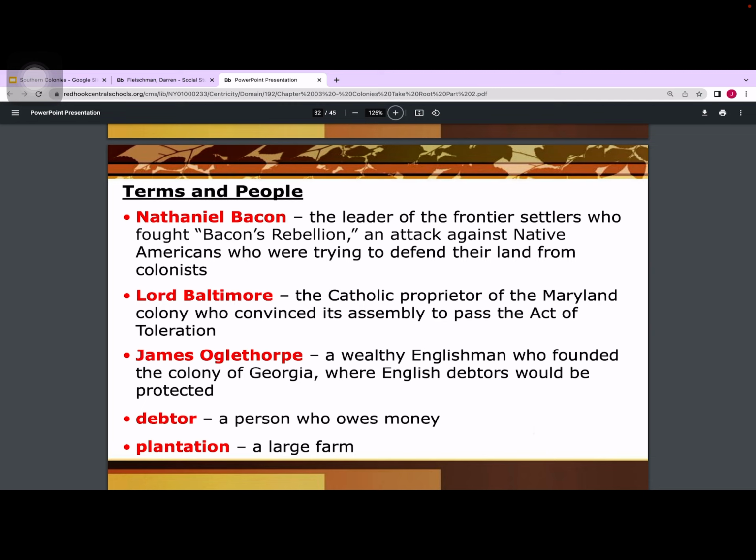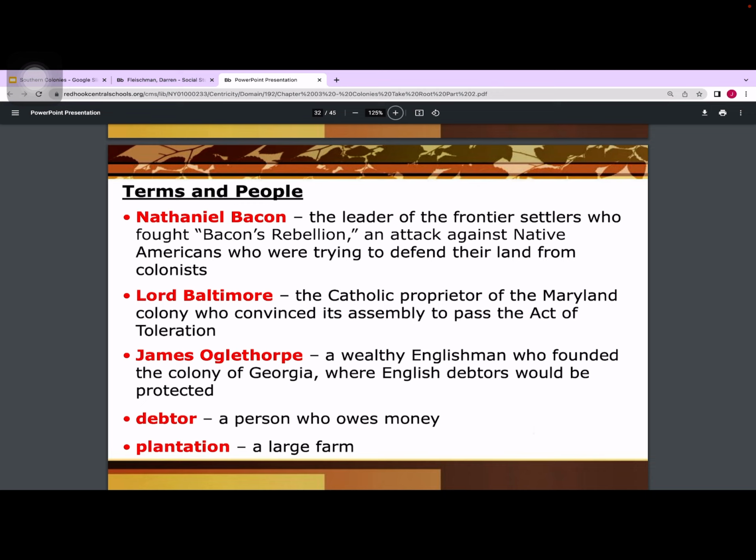What do you think they're harvesting on those plantations? What do you think they're growing? We talked about it with Jamestown. What's the big cash crop? It's making a lot of people money. Yeah, tobacco. Tobacco all over the South. You gonna say that, Andrew? Tobacco. Georgia, North Carolina, South Carolina, Virginia. Everybody's growing tobacco because it's making everybody rich.